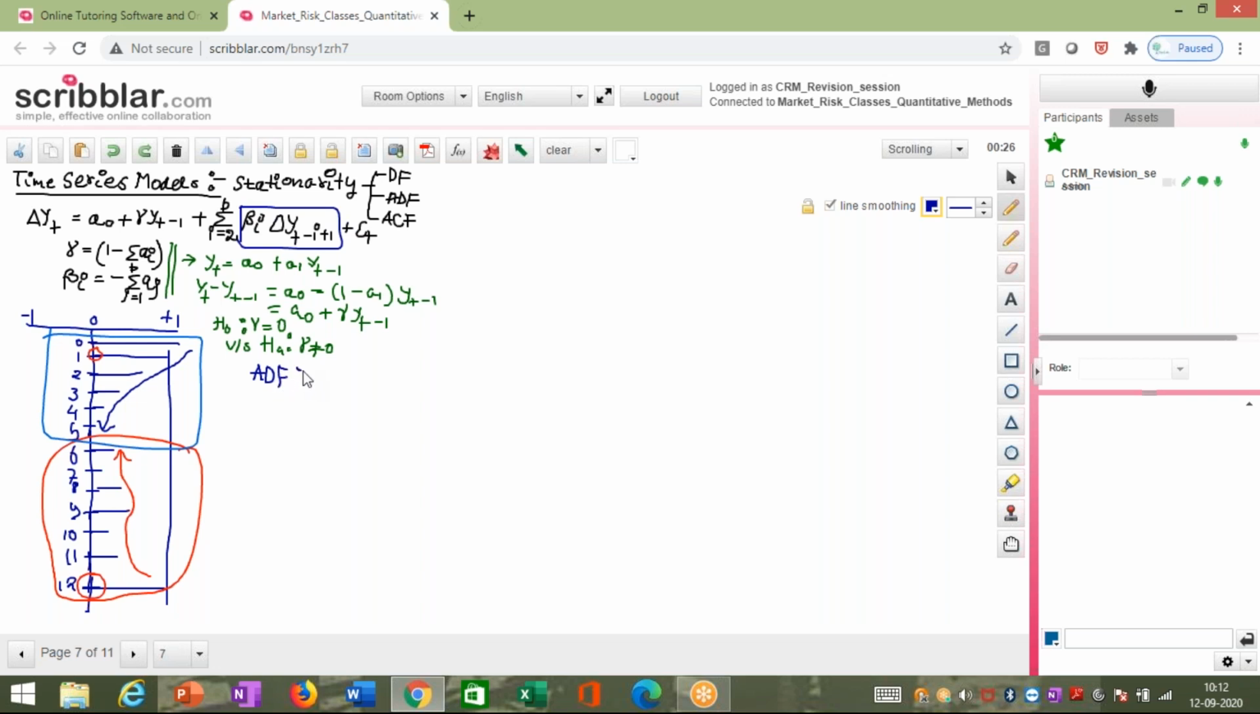The ADF test. So this is the advantage. So when is it that using the ADF test is an advantage?